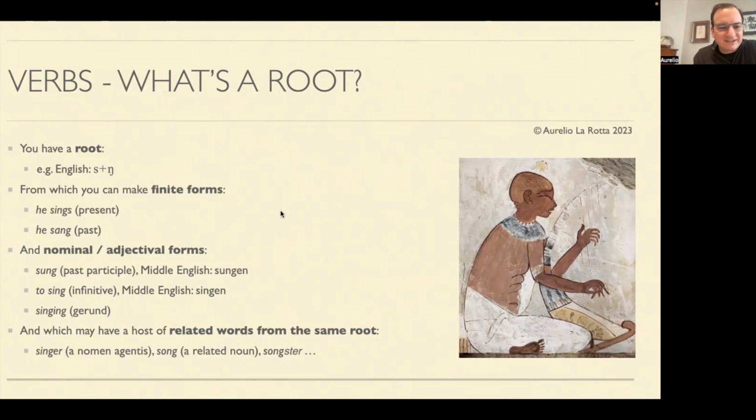Then there's the infinitive, to sing. And that would be, well, in Middle English, there was singen. Again, it was a bit more explicitly marked than it is today in English. You can have a gerund, singing, and you could have all sorts of related words from the same root, like, for example, a singer, so an agent noun, or related, a song, a songster, etc. So you have the root to sing, then all sorts of finite and nominal adjectival forms, and then, of course, related words as well, outside of the paradigm. Okay, so I just wanted to have that clear before we get started on the Egyptian equivalent.